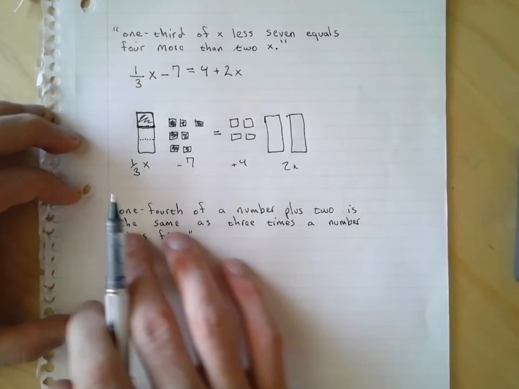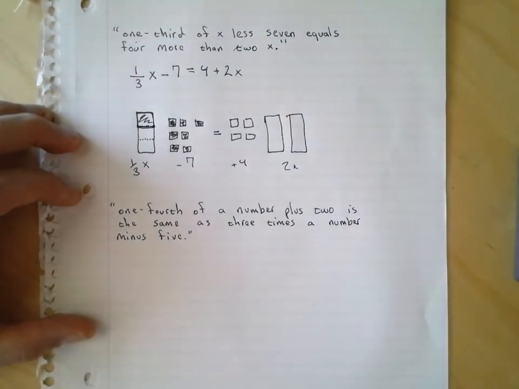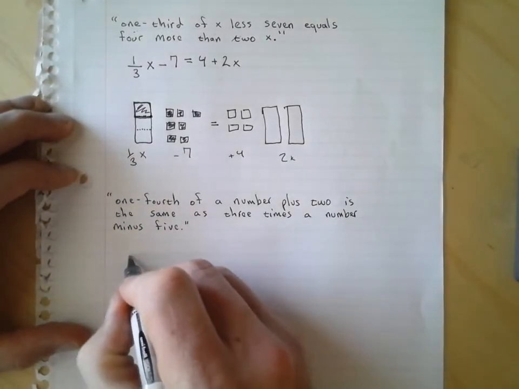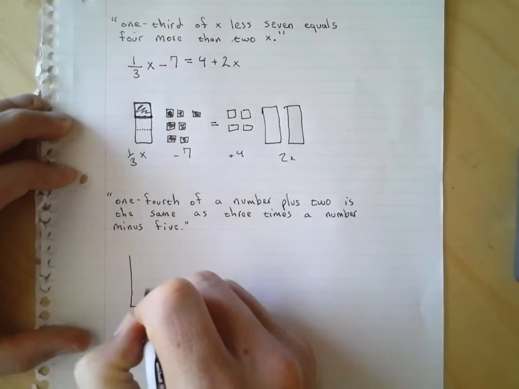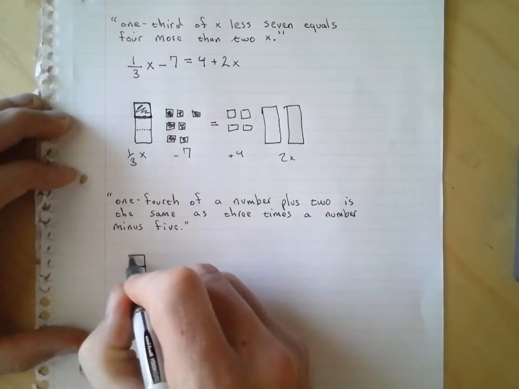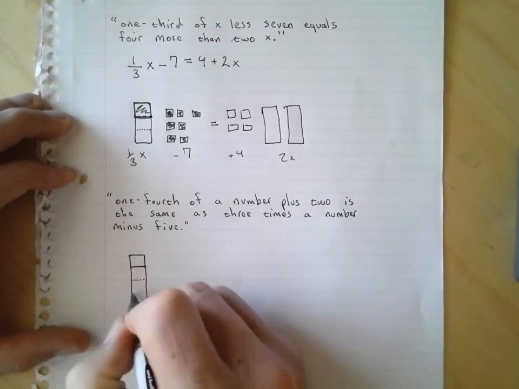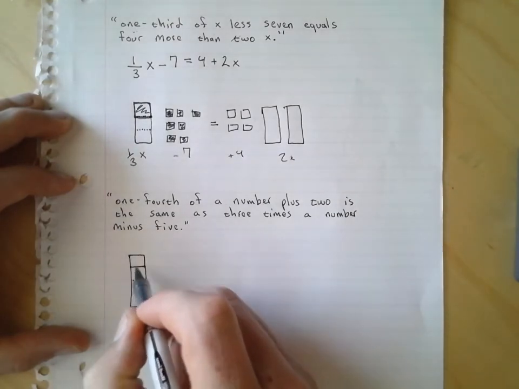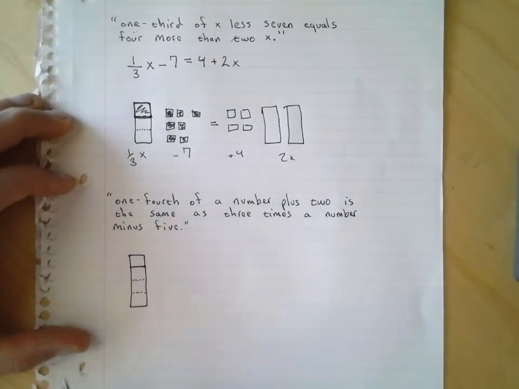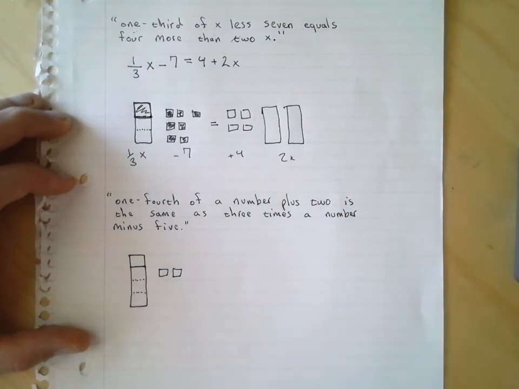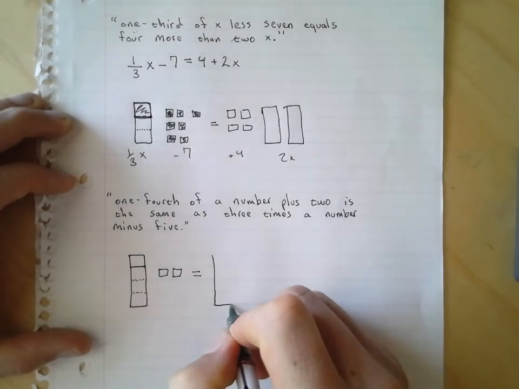So here's another one. 1/4 of a number plus 2 is the same as 3 times a number minus 5. So the challenge is going to be in the 1/4 of a number when we write that with the model. So we'll do maybe a solid line here to show that this part is solid, but then we'll break the rest of it into fourths. So this x term has been broken into 4 pieces, and we're only using one of them. 1/4 of a number plus 2 is, we'll just put a couple of unit boxes, is the same as, that's an equal sign, 3 times a number minus 5.